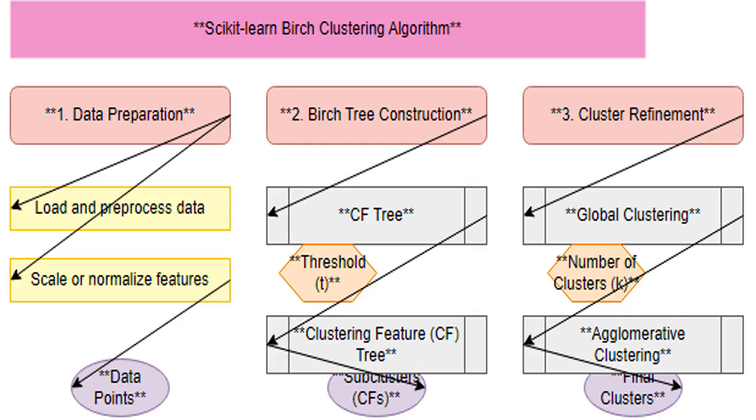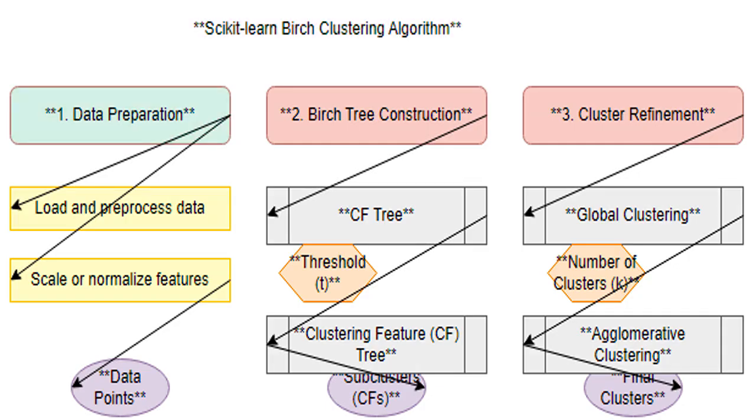Birch clustering algorithm. Data preparation. Loads the raw data and performs necessary preprocessing steps, such as scaling or normalizing features. Data loader. Loads the dataset from a specified source. Receives raw data as input. Preprocessed data. Preprocessor. Scales or normalizes features to ensure consistent scales across features. Receives data from the data loader.